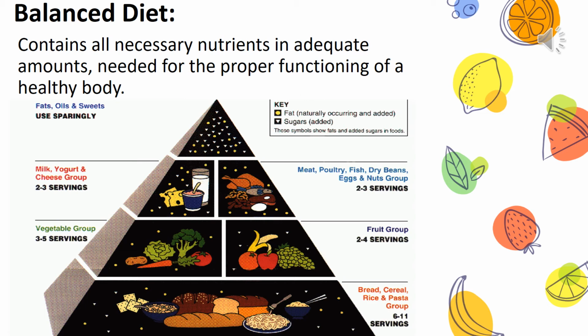So this forms a food pyramid where it shows that your carbohydrate requirement should be more and the fat requirement in your diet should be less. Understood?